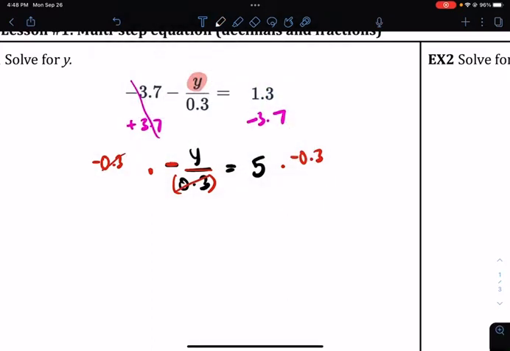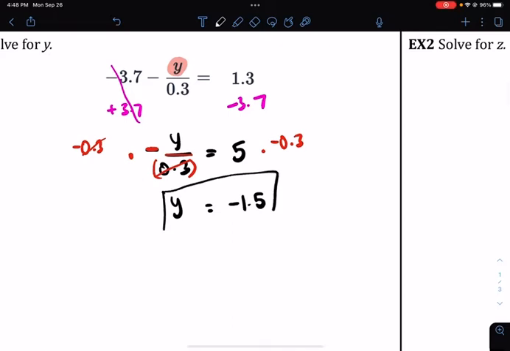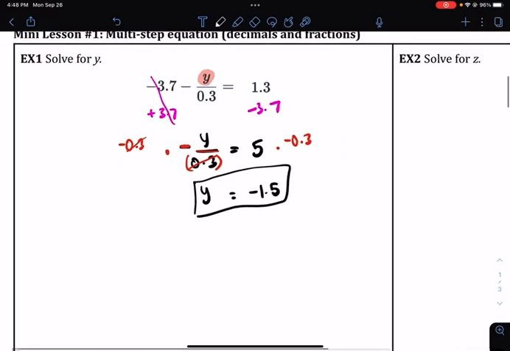Now you're left with positive y, and 5 times negative 0.3 is negative 1.5. There you go. And don't forget to check, put it back to the left hand side. Let's see if that's equal to 1.3.